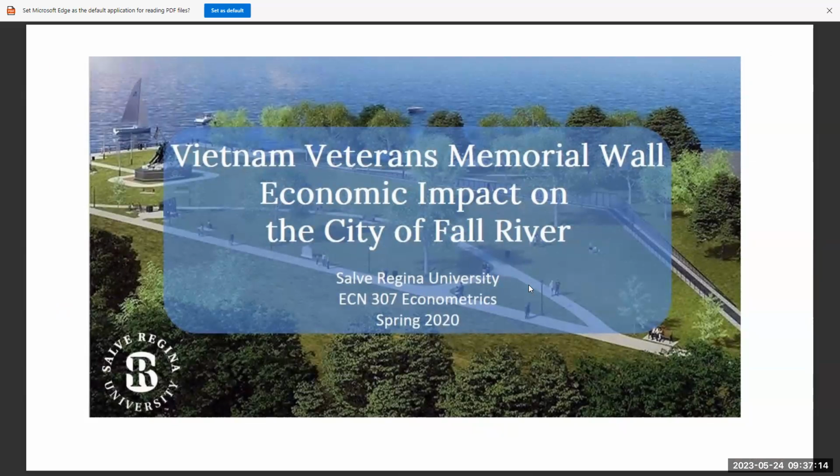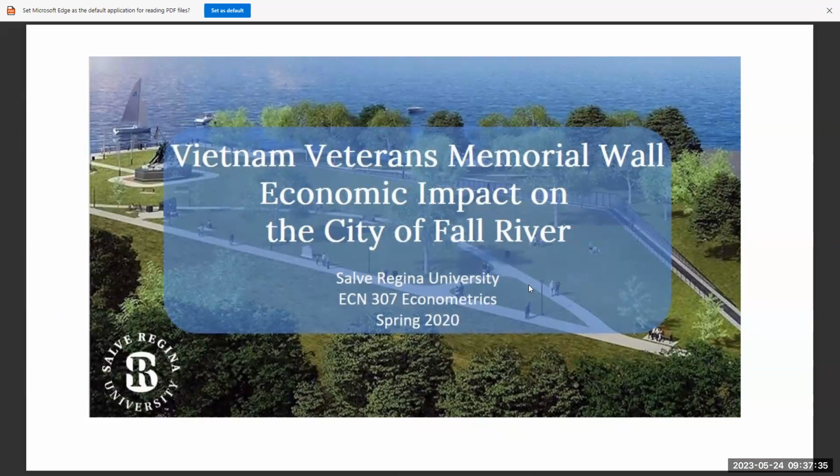This was one of our more emotional projects. The Vietnam Memorial Wall organization of Fall River came to us, and they had secured the rights to build a 3/4 size replica of the Vietnam Wall that's in Washington, D.C. at a waterfront park in Fall River.